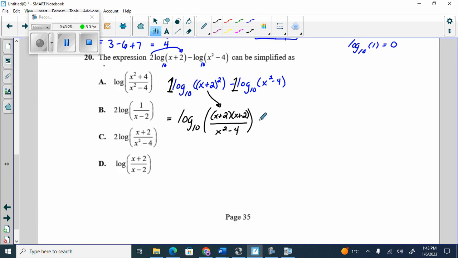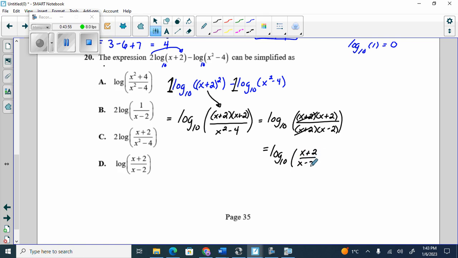Now that is a difference of squares. So I go log base 10, x plus 2 times x plus 2 all over x plus 2 times x minus 2. These cancel, and I'm left with log base 10 of x plus 2 over x minus 2.